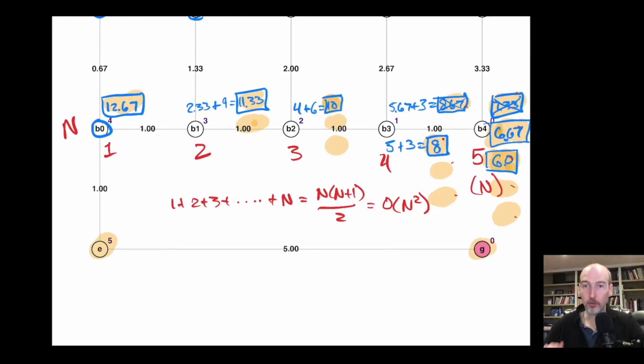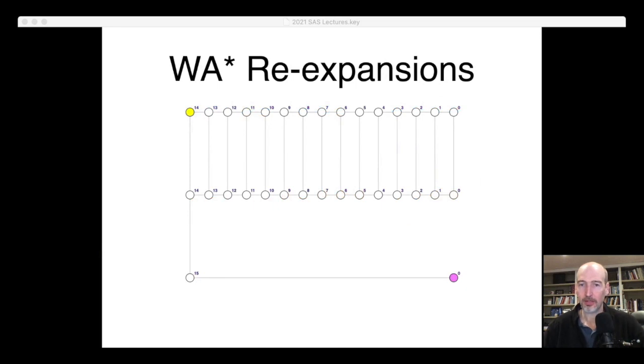And therefore, by using weighted A star and performing re-expansions, we can take a graph with n nodes, and instead of doing something less than that, which is what we're hoping would happen, we can actually do n squared expansions, which is going to be far worse in practice. And just to show this, here's an example. And we can watch this run.